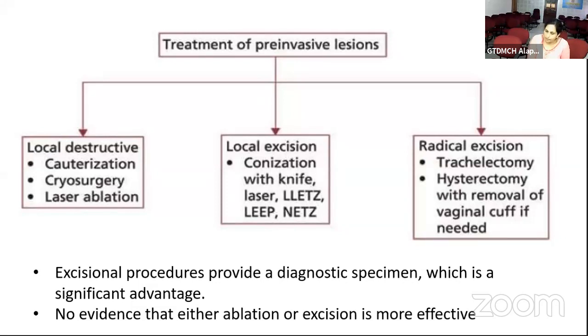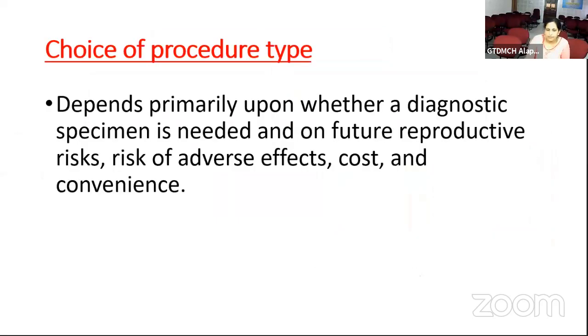The excision procedures provide a diagnostic specimen, which is a specific advantage, but the ablative procedures will not give a specimen. So excision is better in view of getting a specimen. There is no evidence that either ablation or excision is more effective. The choice of a procedure depends primarily upon whether a diagnostic specimen is needed, the risk of adverse effects, future reproductive risk, and cost and convenience. These are the primary deciding factors when you choose between excision or ablation.